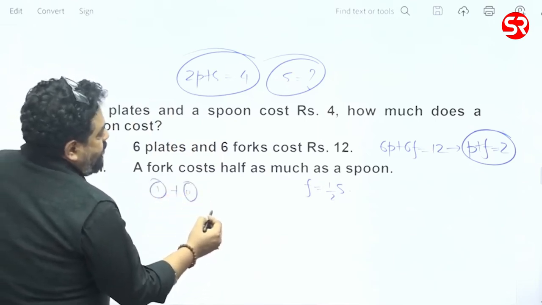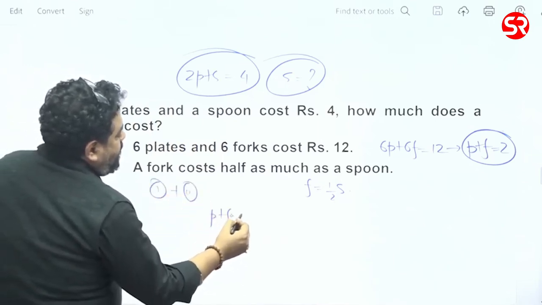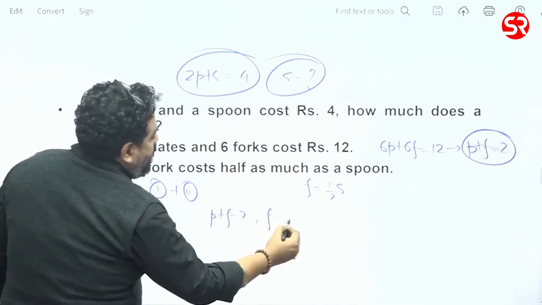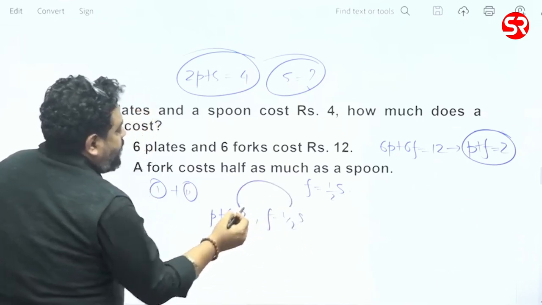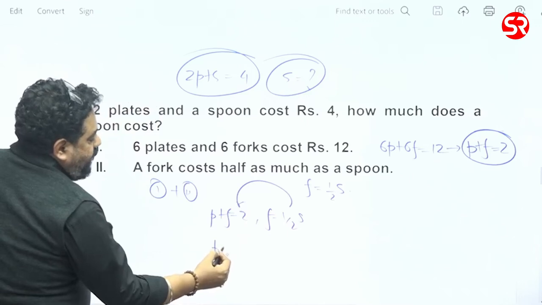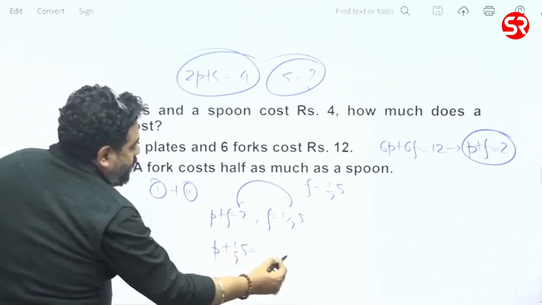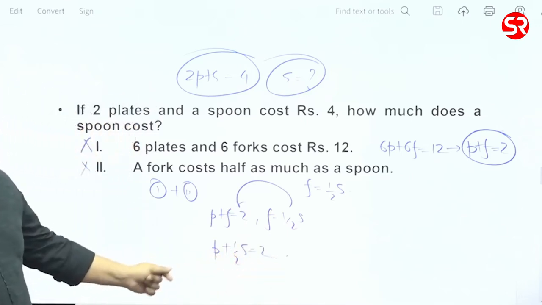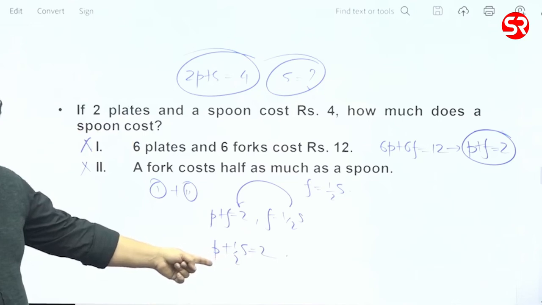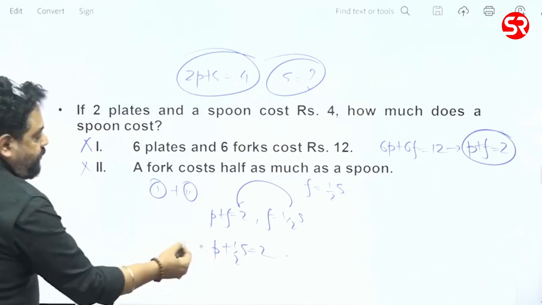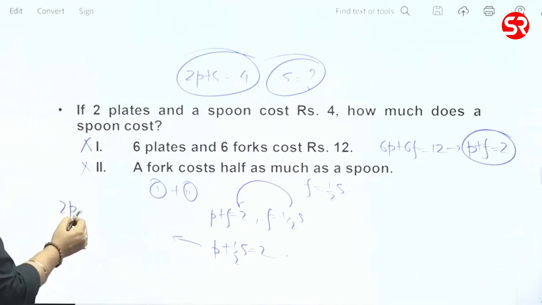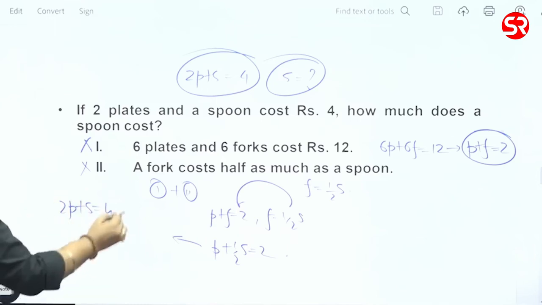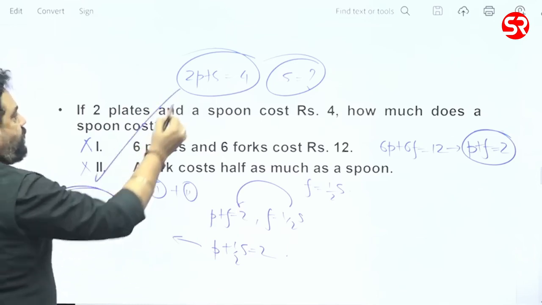It says a plate plus a fork is equal to 2 and a fork is equal to half a spoon. So I put fork is equal to half a spoon. So plate plus half a spoon is equal to 2, which gives you, if you take LCM, 2p plus s is equal to 4. Don't you think they are the same?